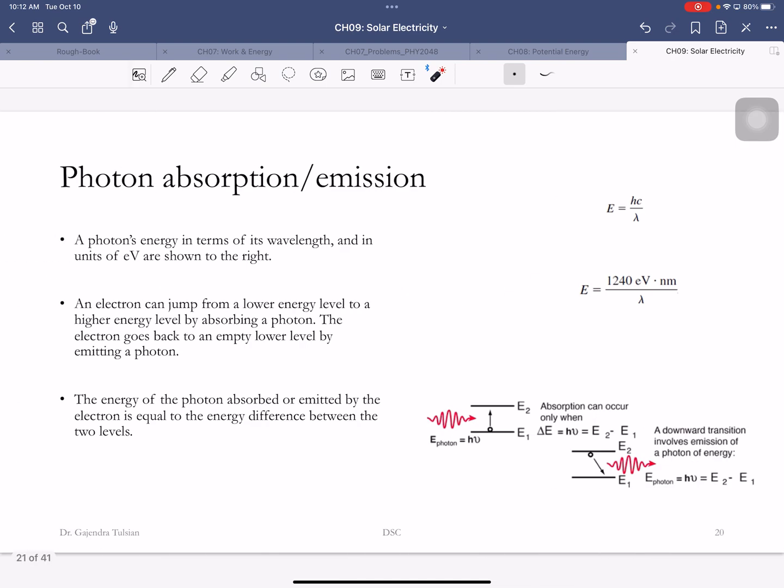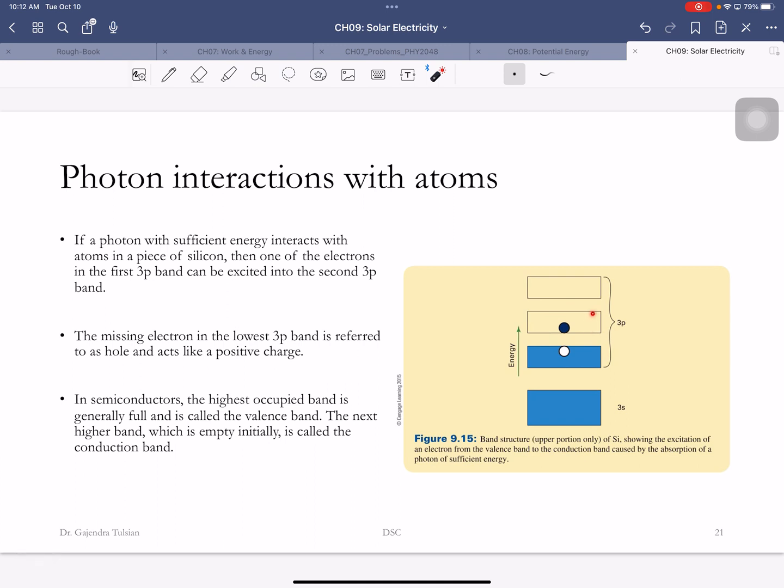Okay? So here's the diagram. If this photon has exactly the energy difference between these two levels, it can jump there. You have to have the exact same energy. You either absorb a photon fully or not. You can't absorb half a photon. So this energy has to match exactly the energy difference. But the advantage here is this is a band, with billions of levels. So as long as you have energy greater than this, you can absorb a photon to go from here to there.